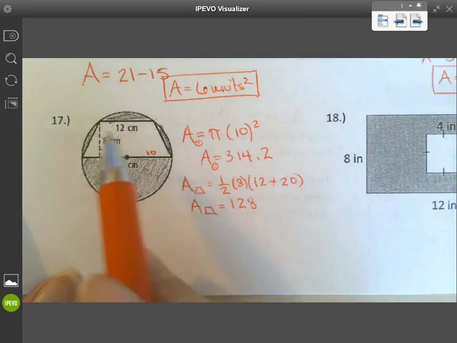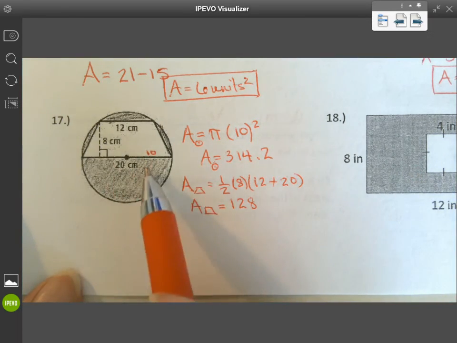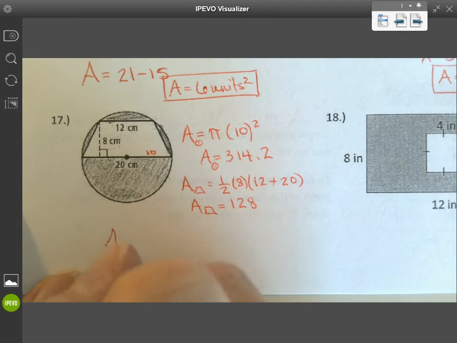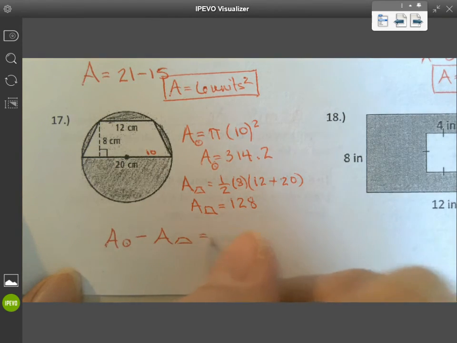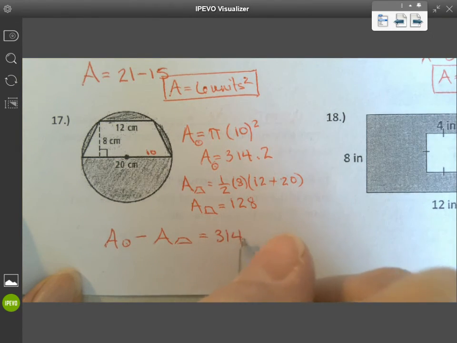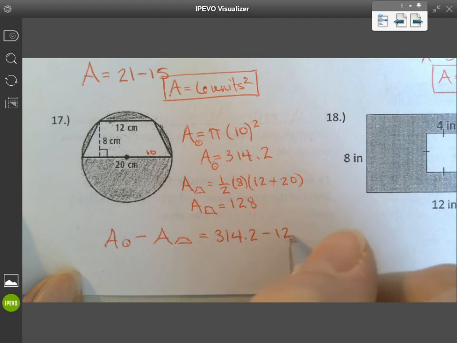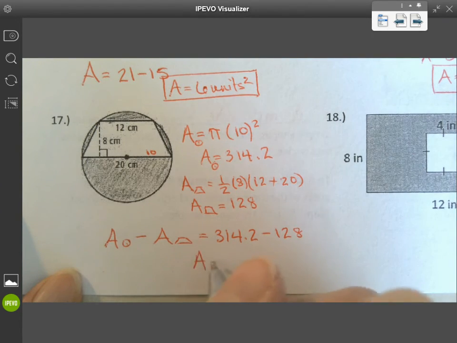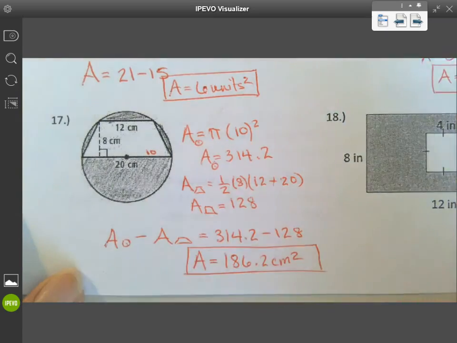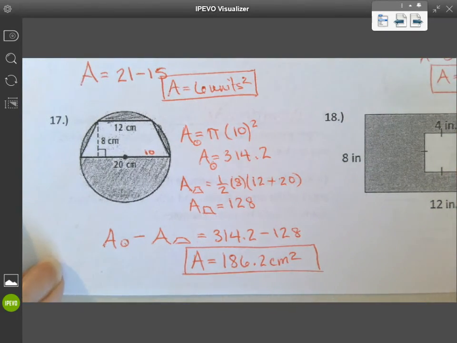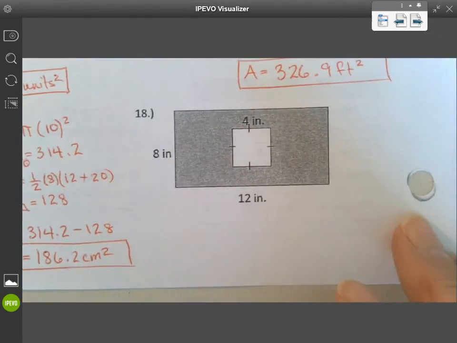Now remember, I'm not putting these together. I'm taking the circle and taking away. So take the area of the circle and subtract the area of the trapezoid. So the area of the circle was 314.2. Take away the 128, and we get the final area for this odd shaded region is 186.2 centimeters squared. There you go. All right, last one, hang in there.